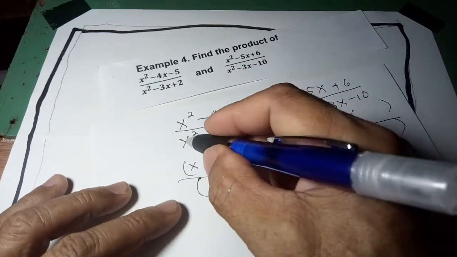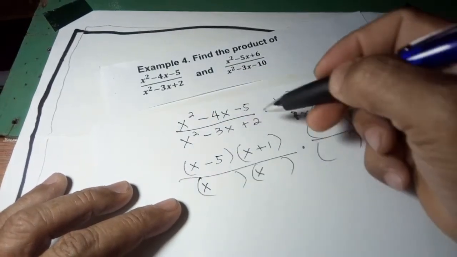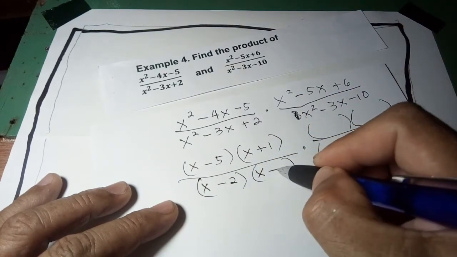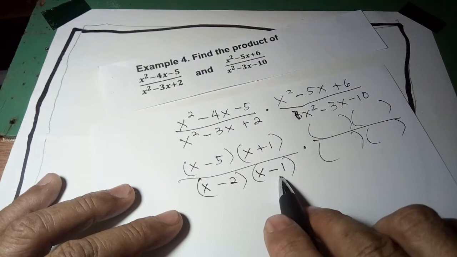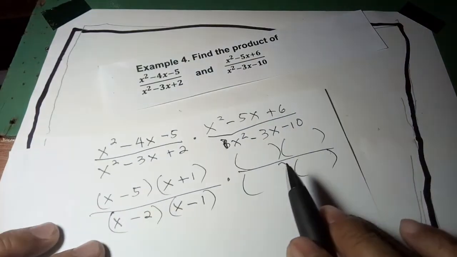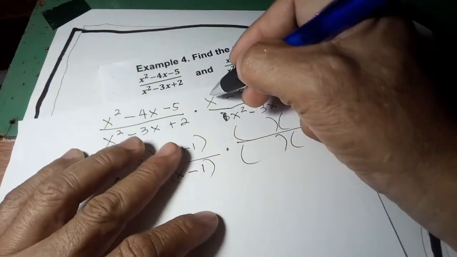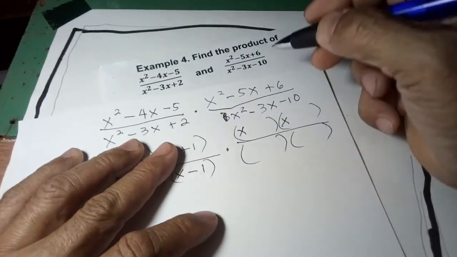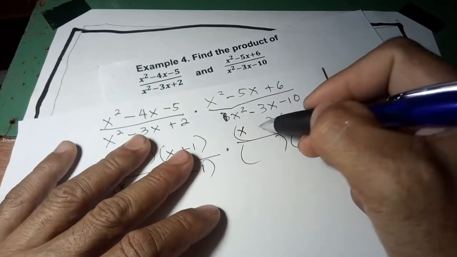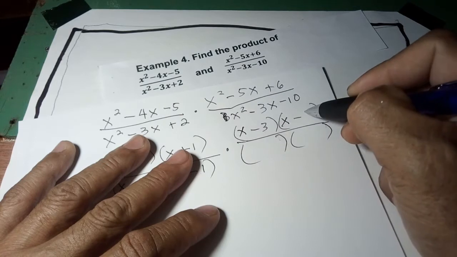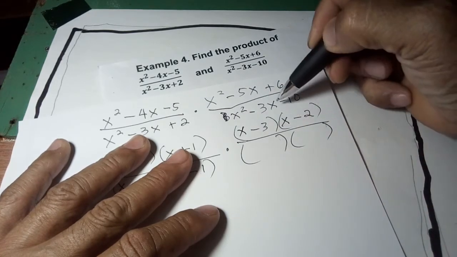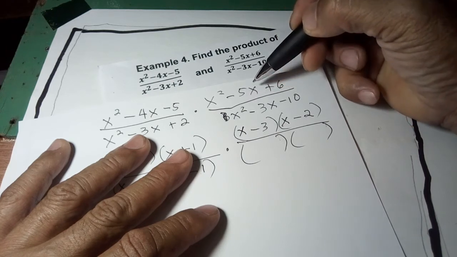The denominator x squared is x times x. Positive 2 is the result of multiplying negative 2 times negative 1. So that when we multiply these two binomials, we get the middle term negative 3x. Next, this one, x squared is x times x. Positive 6, its factor is negative 3 times negative 2. So that when we multiply these two binomials, we get the middle term negative 5x.